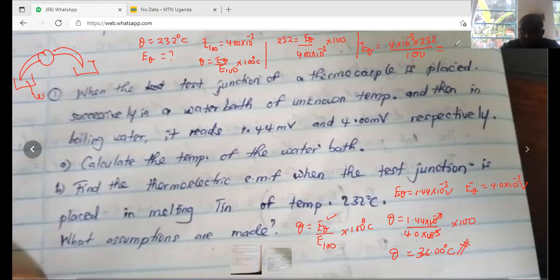9.28 exponent negative 3. And actually, this is the same as 9.28 millivolts. It's the same as that.